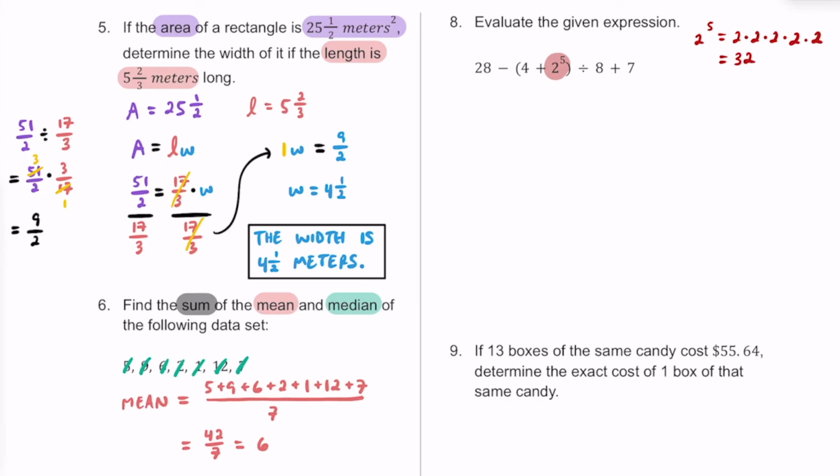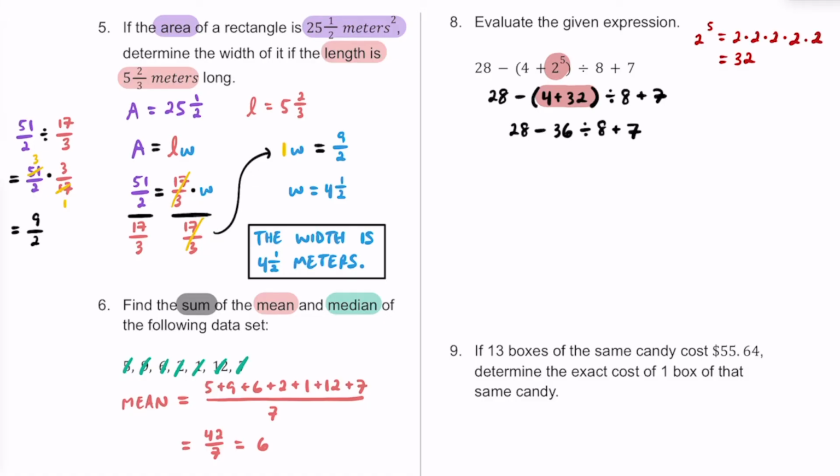So going back to our problem, let's take this 28 and subtract. We're going to have 4 plus this 32. We just evaluated that power. Keep it in parentheses because we still have another operation inside there to take care of. We have divided by 8 and then plus 7. Still looking inside this parentheses because we still have an operation to deal with, this 4 plus 32 is going to be 36. At this point, we can drop the parentheses because we don't have anything else to do in there. So it's going to be 36 divided by 8 and then plus 7.